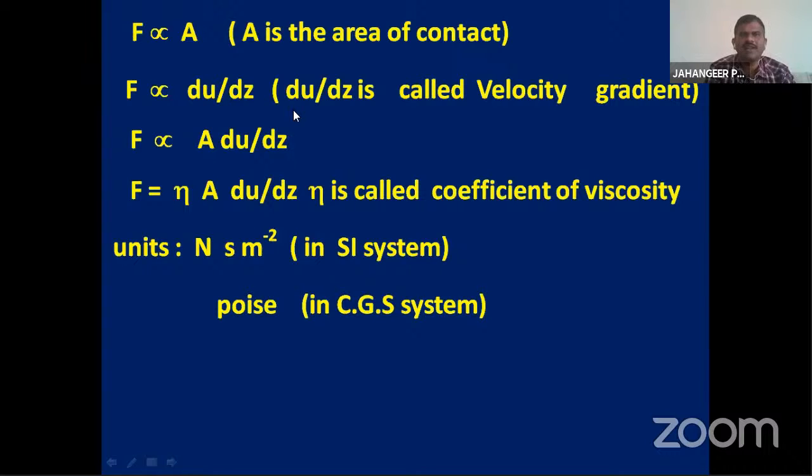It is called a velocity gradient. By combining these two equations, F is directly proportional to A into du by dz, and removing the proportionality, you will get F equals eta into A into du by dz. Eta is called the coefficient of viscosity, and its unit is Newton second meter power minus 2 in the SI system. Poise is one of the units in the CGS system.